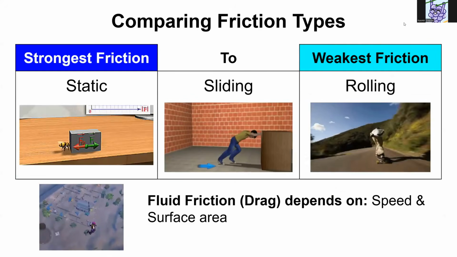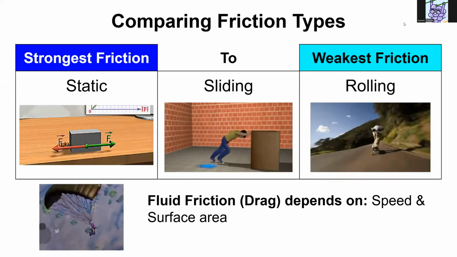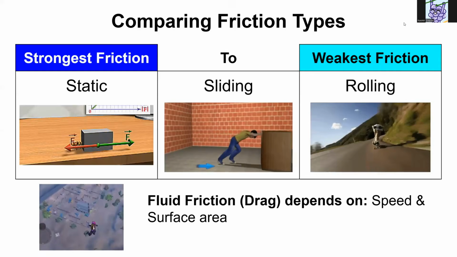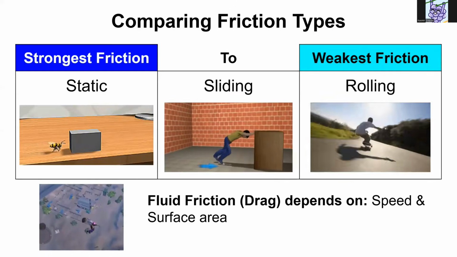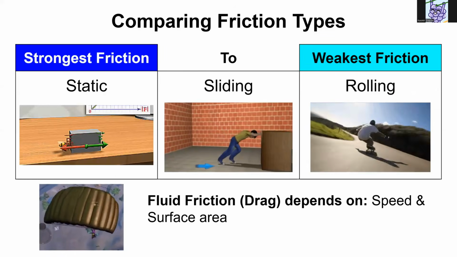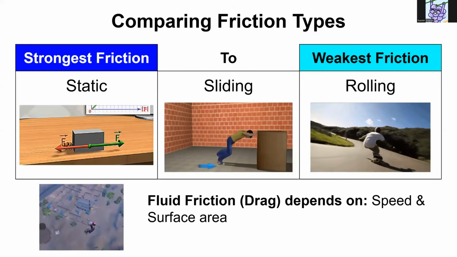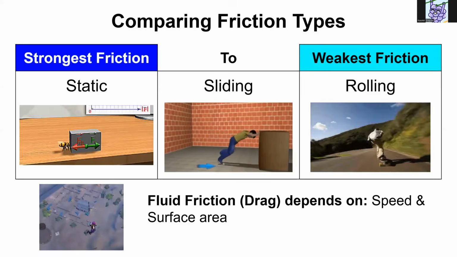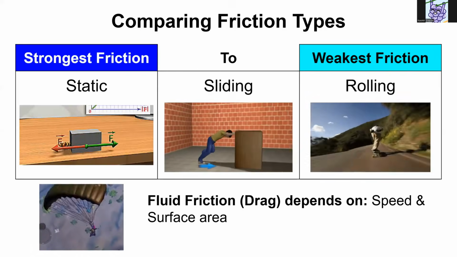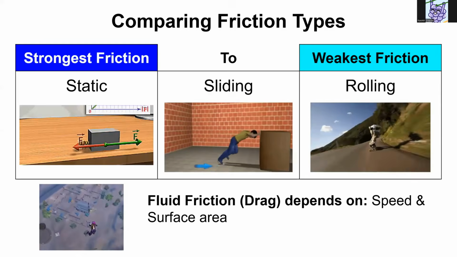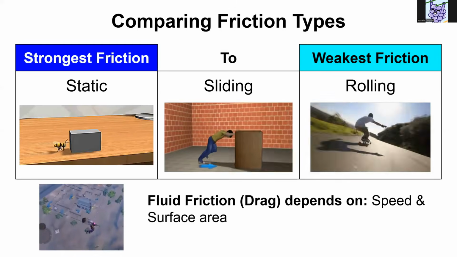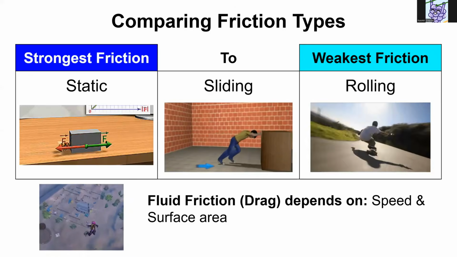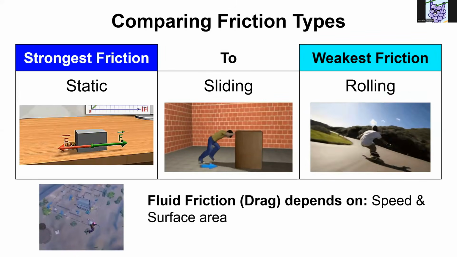So comparing friction types. The strongest friction is static friction, right? Because you have no movement. Sliding is in the middle. And the weakest friction is rolling, which makes sense because if you think about it, if something's on wheels or something's round, it generally is easier to move.